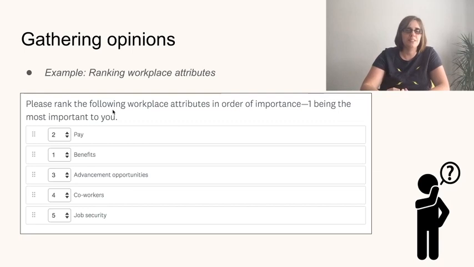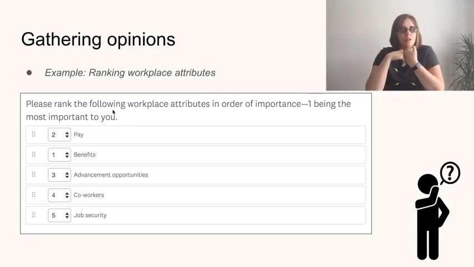If I take this example here, where I'm asking people to rank workplace attributes, I might really, really care about benefits, and I've put that as my number 1, but there's not really that much difference between pay at 2 and job security at 5. So I've got this nice highlight, this is my important bit, and then I've got this cluster of other things. So be aware that this doesn't mean an equal distribution of things, it's just the ordering.